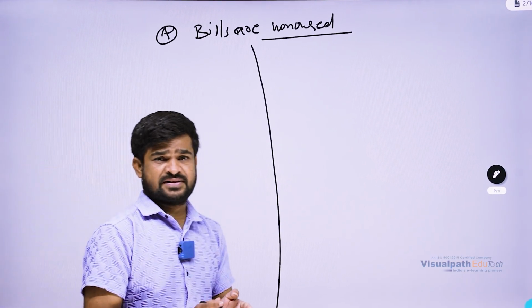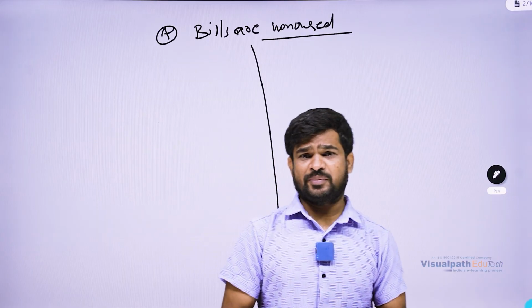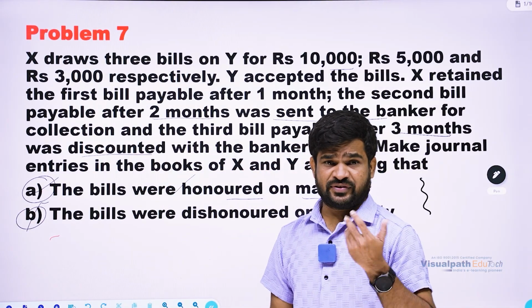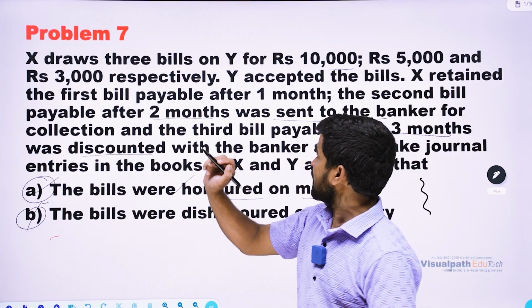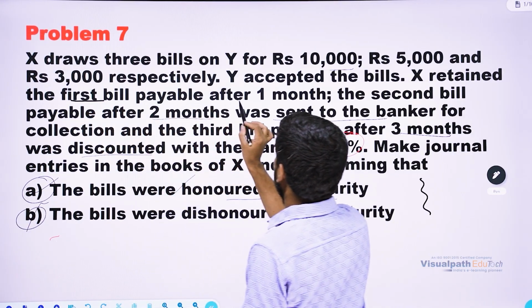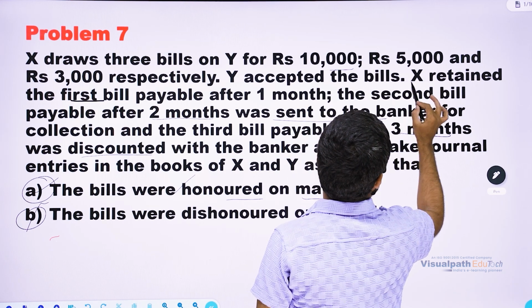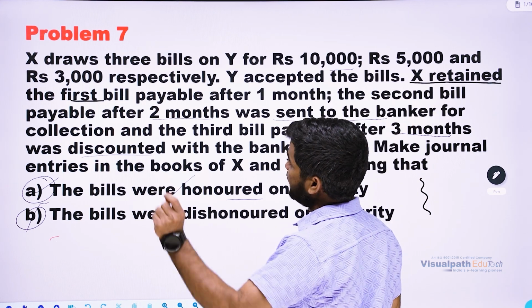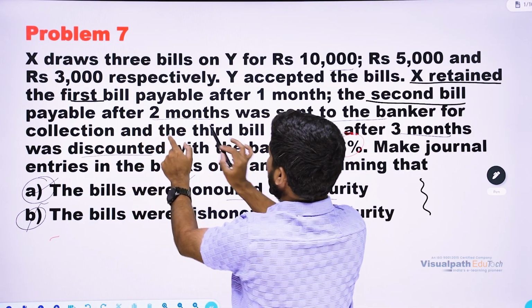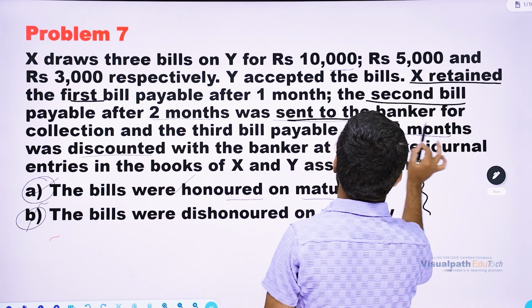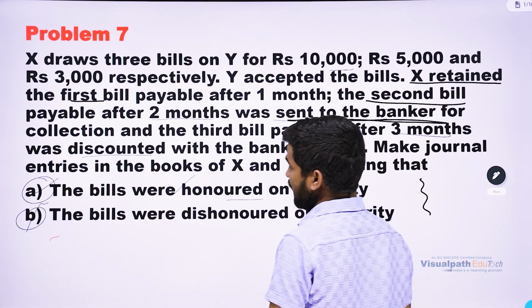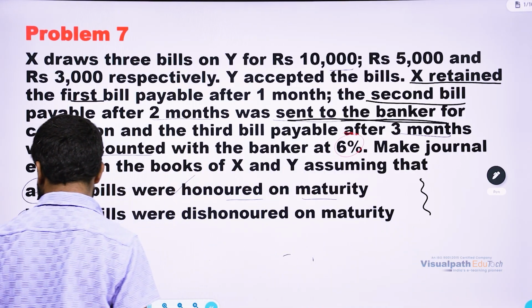From the beginning, we'll discuss: how many bills are drawn here? Three bills are drawn, and each bill is utilized in three ways. Bill number one, which is 10,000, is held by the drawer. The first bill is payable after 1 month and it is retained by X. Who is X? X is the drawer. The second bill is payable after 2 months and it is sent to bank for collection. And the third bill is discounted with the bank. Let's discuss the entries one by one.